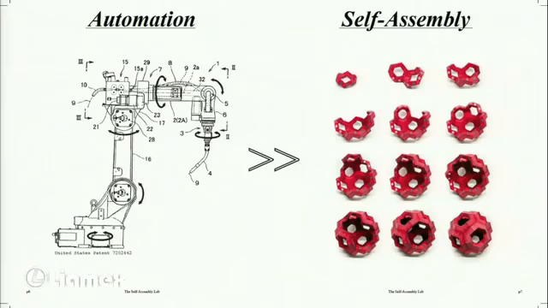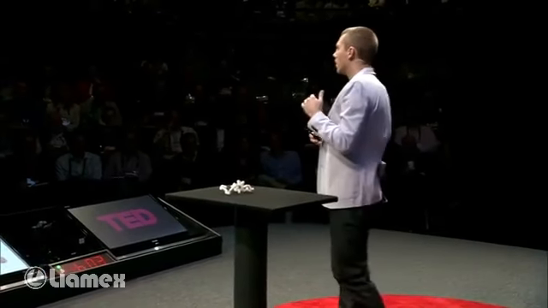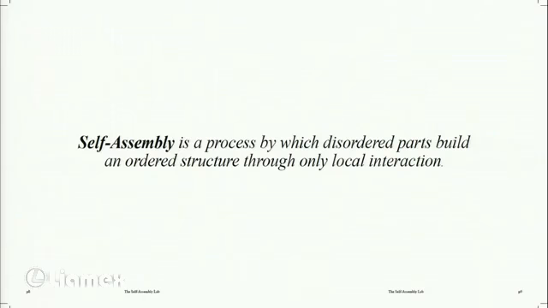So I'd like to propose that we can combine those two worlds, that we can combine the world of the nanoscale, programmable, adaptive materials, and the built environment. And I don't mean automated machines. I don't just mean smart machines that replace humans, but I mean programmable materials that build themselves. And that's called self-assembly, which is a process by which disordered parts build an ordered structure through only local interaction.